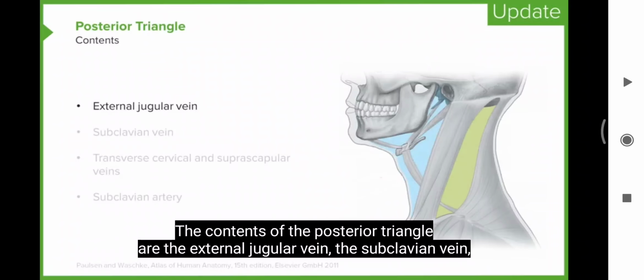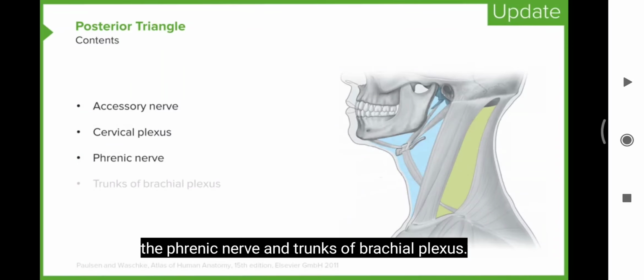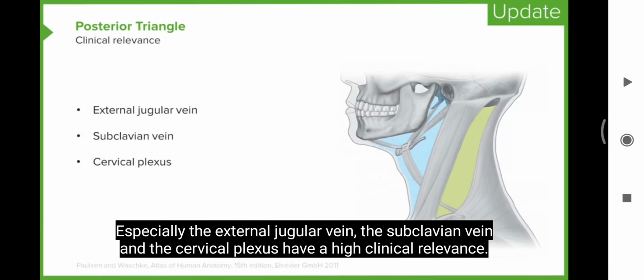The contents of the posterior triangle are the external jugular vein, the subclavian vein, the transverse cervical and suprascapular veins, the subclavian artery, the accessory nerve, the cervical plexus, the phrenic nerve, and trunks of the brachial plexus. Especially the external jugular vein, the subclavian vein, and the cervical plexus have a high clinical relevance.